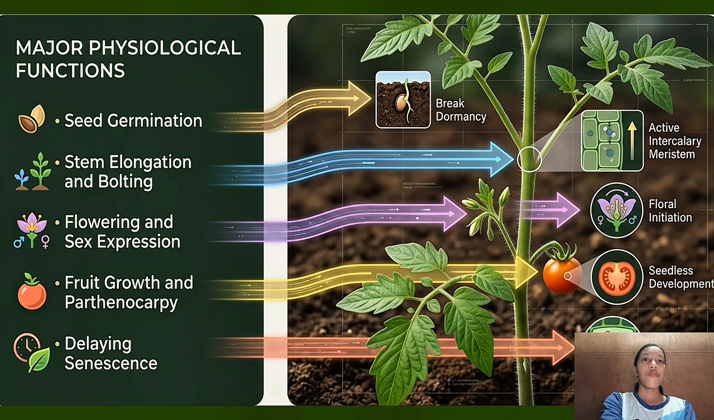These physiological functions show how plant hormones control important stages of plant growth and development, from seed germination and stem growth, to flowering, fruit production, and delaying aging, helping plants grow healthier and produce better yields.